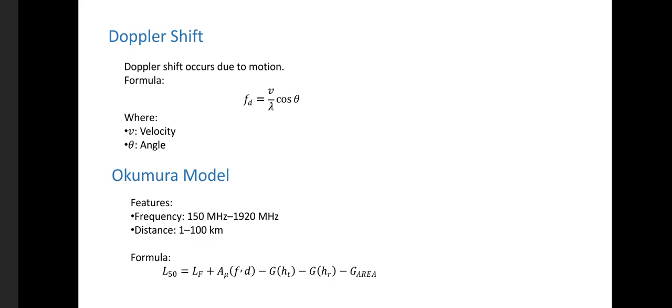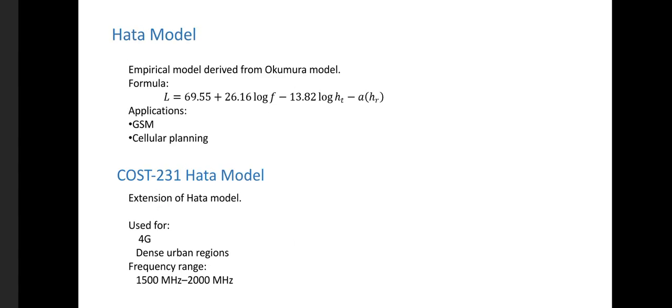and distances between 1 to 100 kilometers. We cannot use these models for millimeter wave communication. And this is the Hata model, an empirical model derived from the Okumura model, and the formula is given here. Here we have log f, and h_T and h_R are the height of the transmitter and height of the receiver. COST 231 Hata model: this is a very important model. We can use it for millimeter wave.